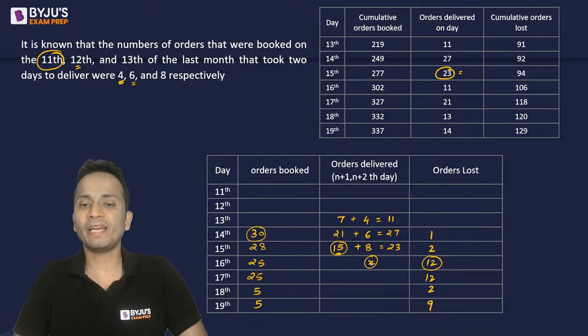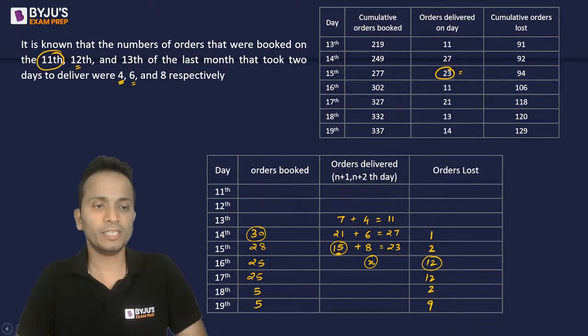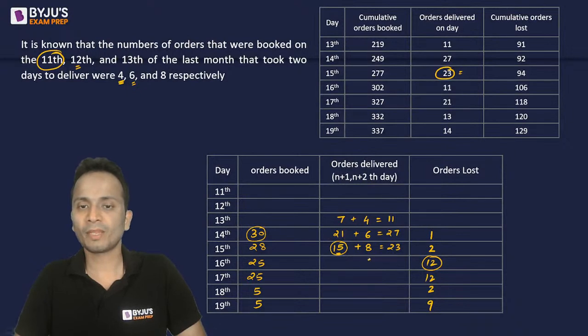So from here, you can find out the value of x. 30 minus 15 minus 12, that is equal to 3. So the value of x will be equal to 3. So 3 orders are delivered on 16th that were booked 2 days back, that means on 14th. Now total orders delivered on 16th is 11, so the remaining 8 were booked one day before this.